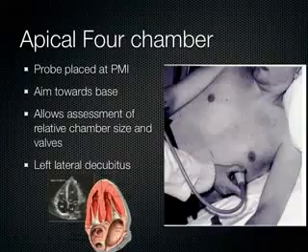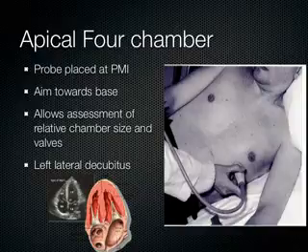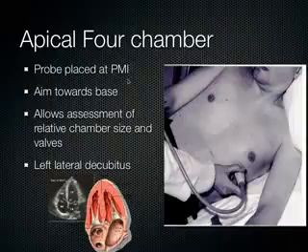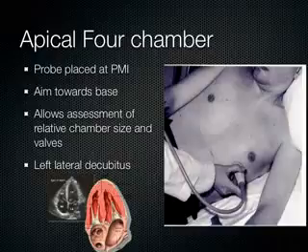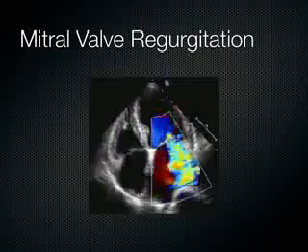Now, the apical 4 chamber is obtained by putting the indicator to the patient's right, and you're really going for the PMI, that little place there on the chest where the apex of the heart comes to the chest wall, and this is made easier when you put the patient to left lateral decubitus, as you're about to see.